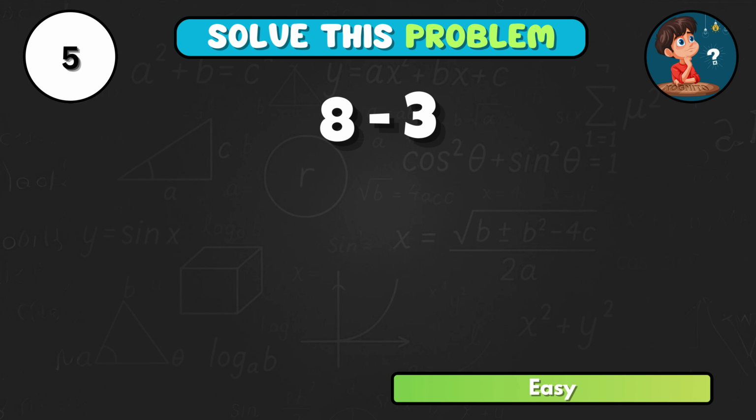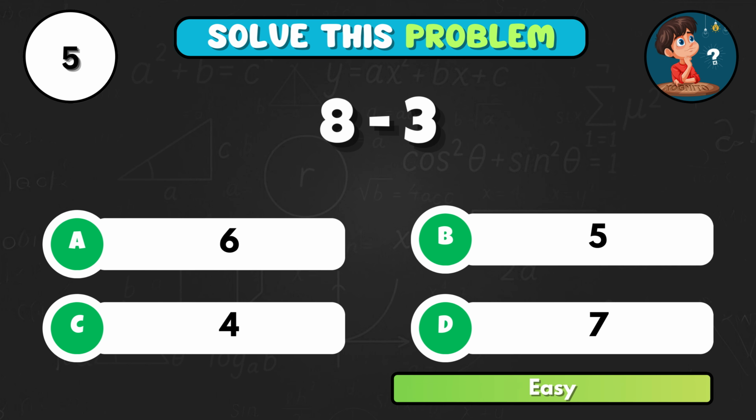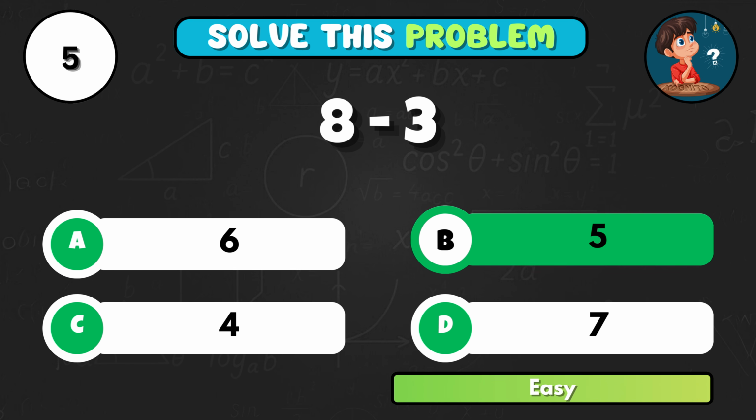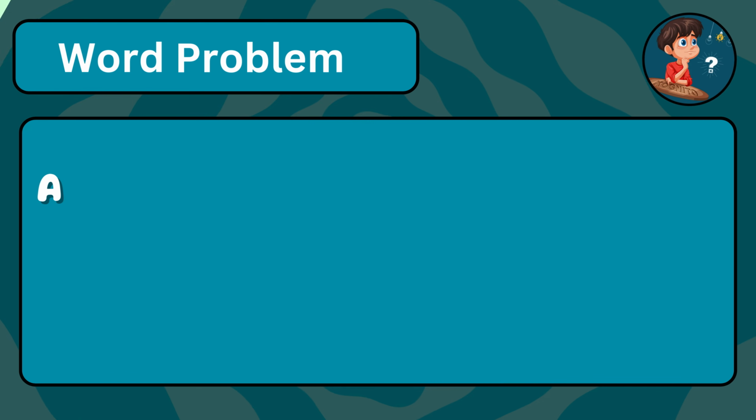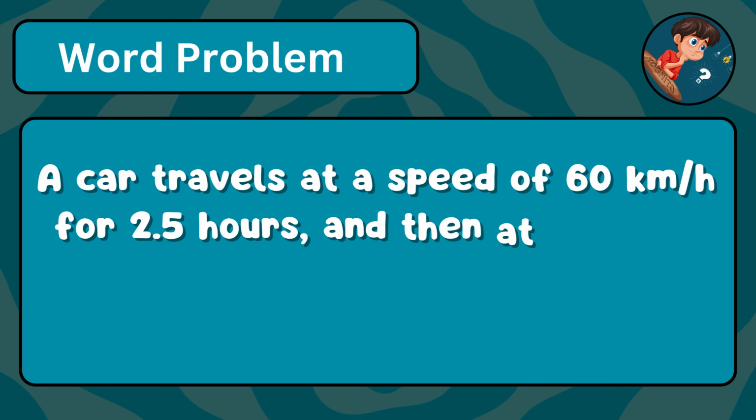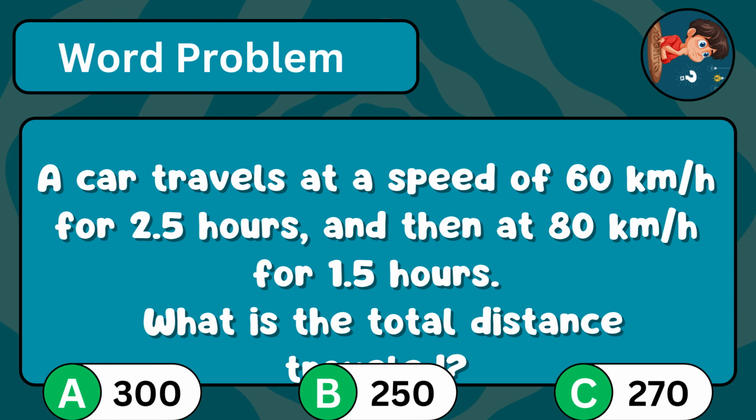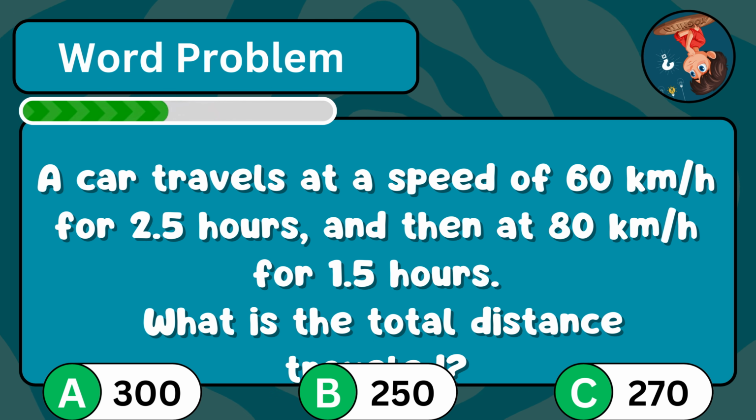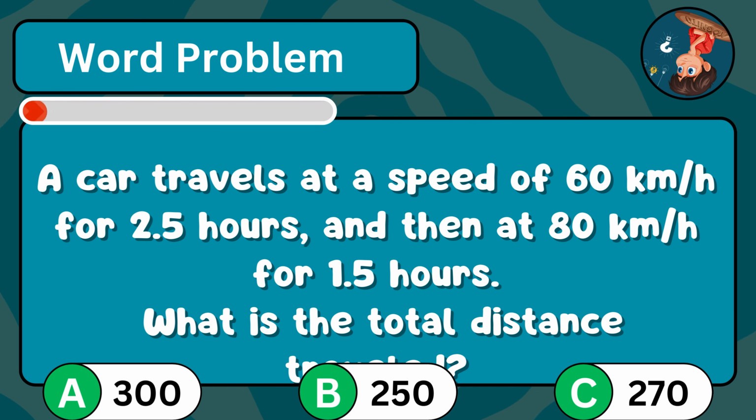Subtract 3 from 8. The right answer is B. It gives 5. Word problem. A car travels at a speed of 60 kilometers per hour for 2.5 hours and then at 80 kilometers per hour for 1.5 hours. What is the total distance traveled?